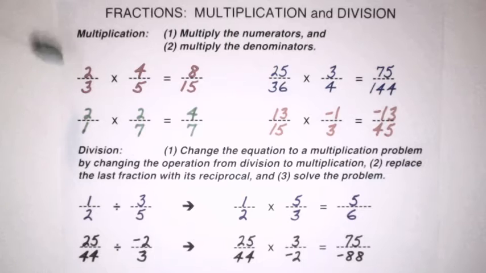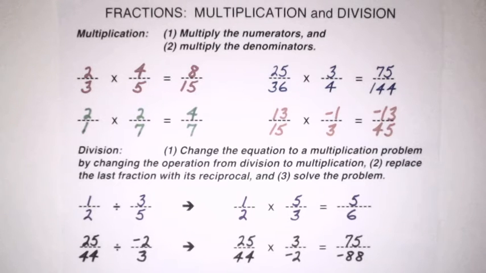Let's look at the first example. 2/3 times 4/5. I multiply the numerators. 2 times 4 is 8. Then I multiply the denominators. 3 times 5 is 15.